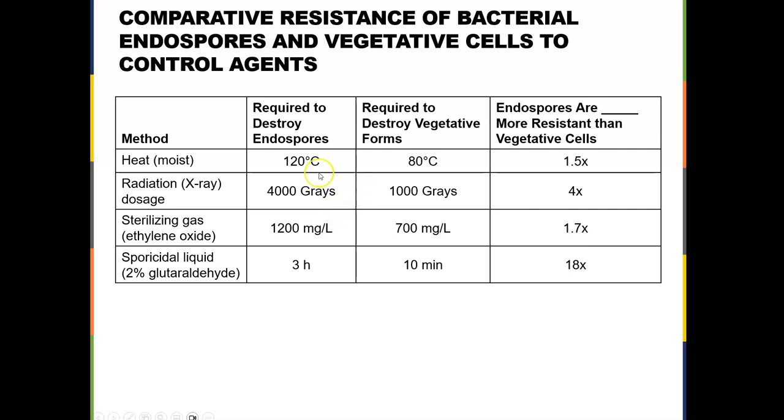Radiation or X-rays takes 4 times more, so 4,000 grays versus 1,000 grays. Sterilizing gas 1.7 times, so that'd be 1,200 milligrams per liter versus 700 milligrams per liter of ethylene oxide. Sporicidal liquid 2%, so this takes 3 hours of contact versus 10 minutes, so that's 18 times more.